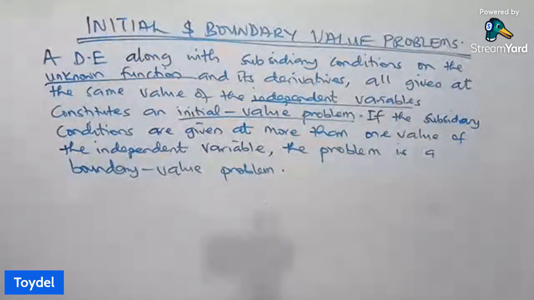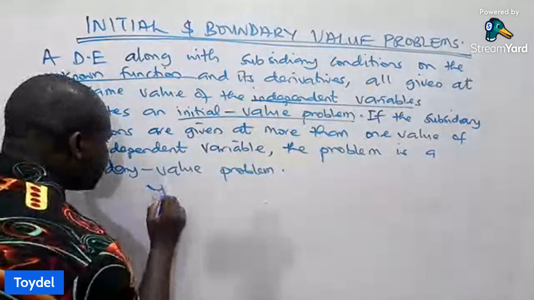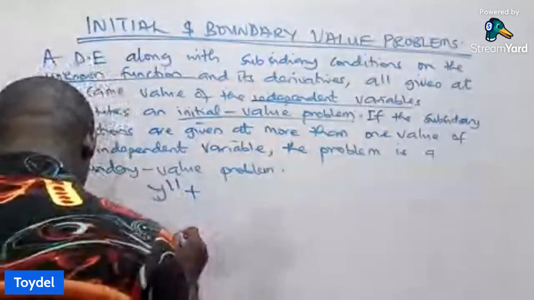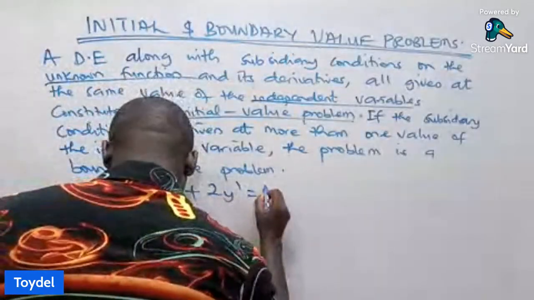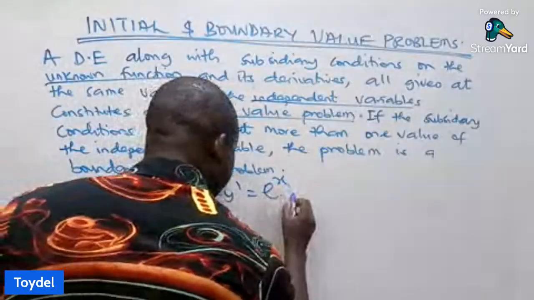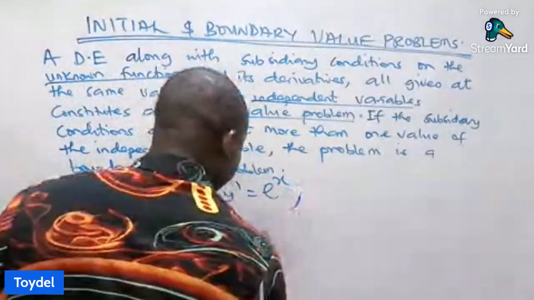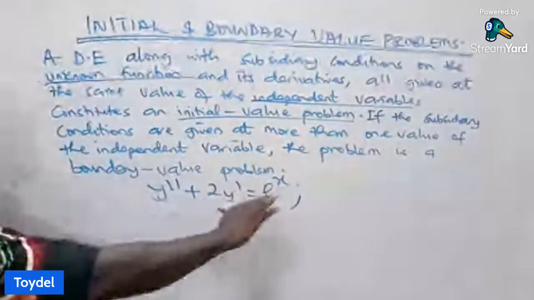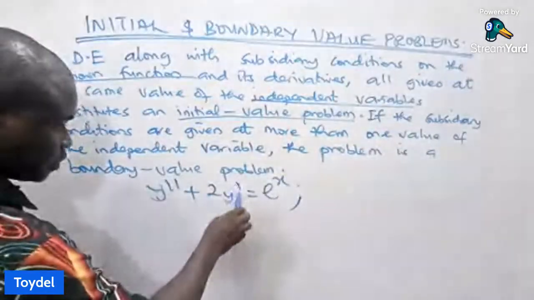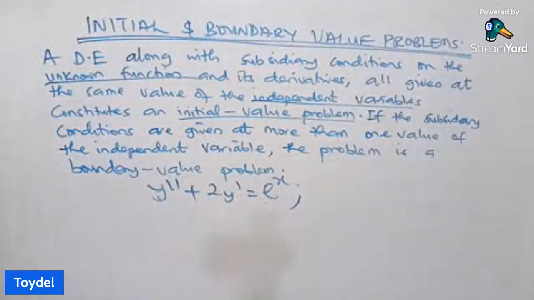For instance, consider this problem: y'' + 2y' = e^x. This is a differential equation. This is a second order differential equation. Okay, that's just a differential equation.